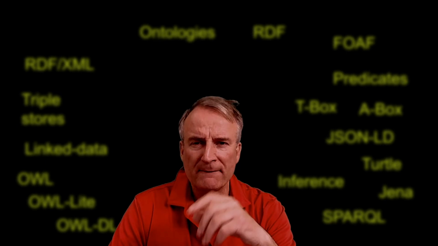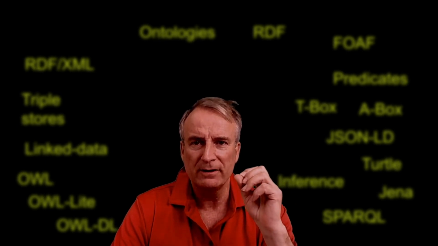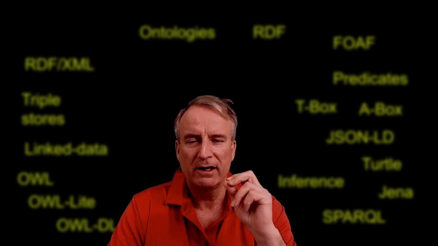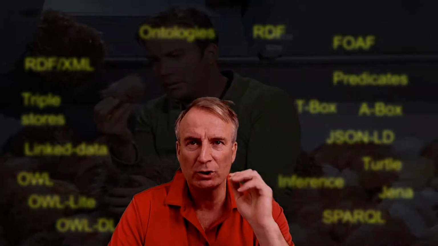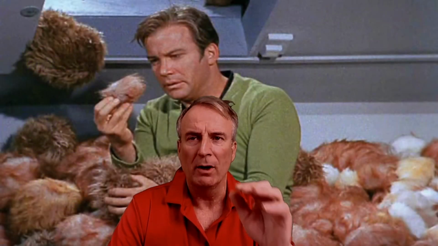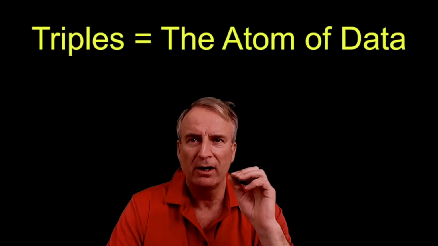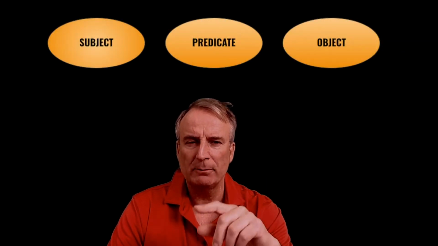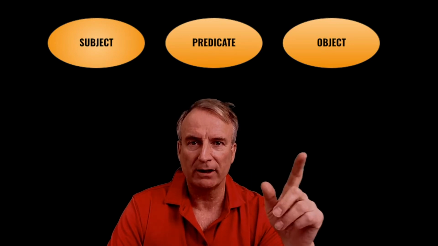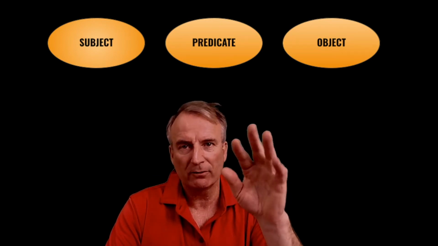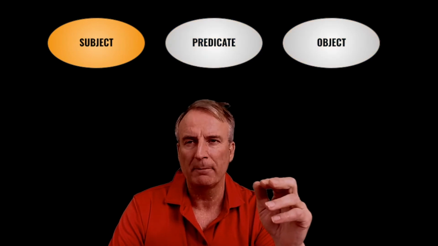Put that away. What you need to know, the only thing you need to know at its core, is the semantic web is triples. No, triples. Triples are the atom of data. A triple is a subject, a predicate, and an object. So an entity, some kind of relationship to another entity maybe.